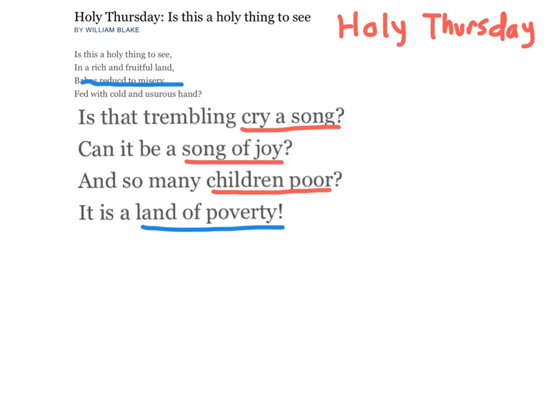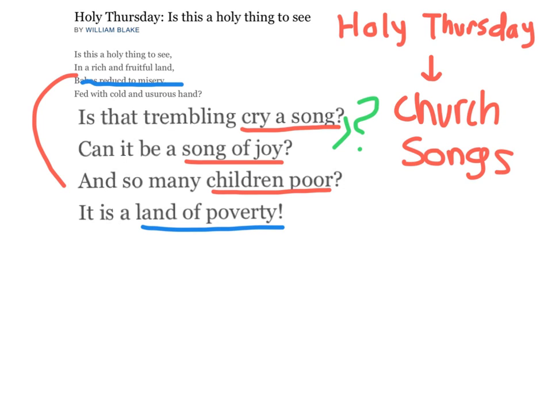So the narrator, in talking about these poor children, is referring back to the first stanza where they talked about the babes reduced to misery. And the narrator is asking whether this trembling cry is a song, and if this supposed song can be a song of joy. From the title, Holy Thursday, we can gather that these are most likely church songs. Also, if you look in both stanzas, there's the use of the word land, which has significance. In the second stanza, it's referring back to this prosperous land, declaring that it is a land of poverty, due to the fact that there are these poor children trembling and crying with this questionable song, as they're being fed with cold and usurious hands.